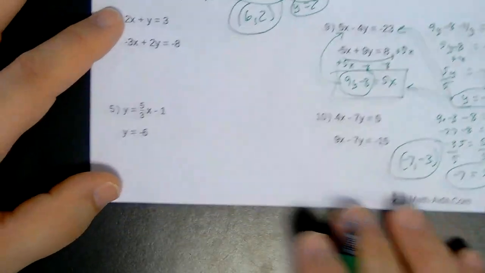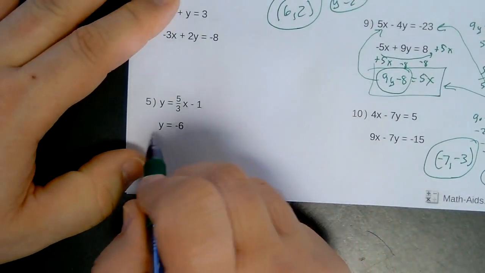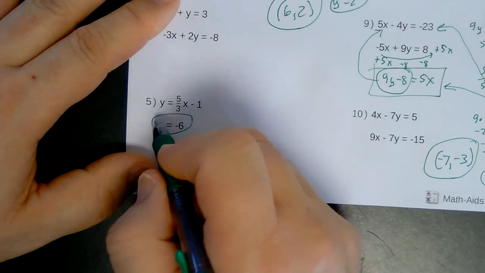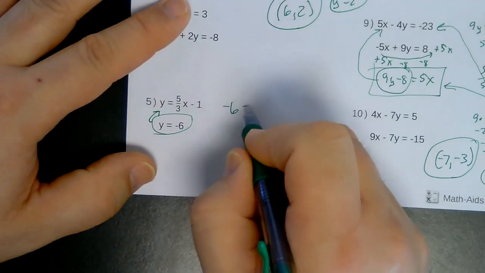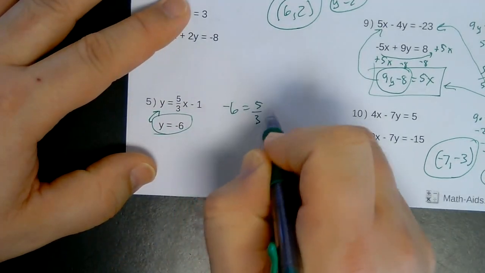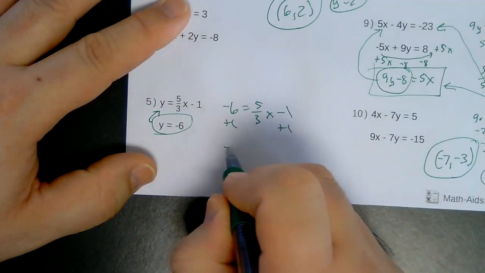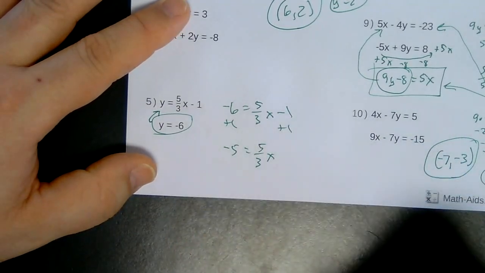And lastly, let's do number 5 together. We have time for that. This is actually pretty simple. I already know what y equals. Y is already telling me it's negative 6. So again, substitute that in for y. So you have negative 6 is equal to 5/3 x minus 1. Add 1 to both sides, and you get negative 5 equals 5/3 x.